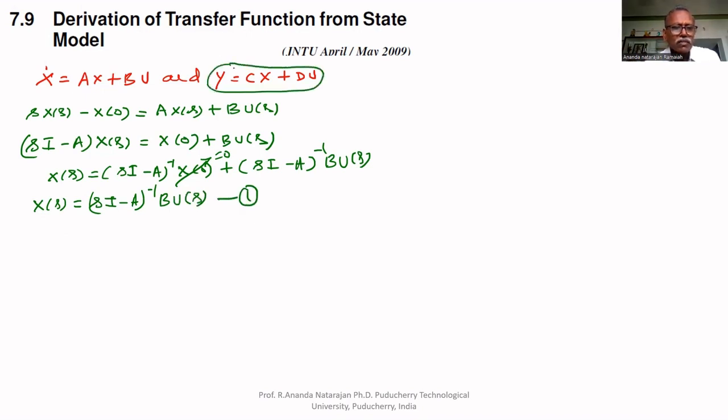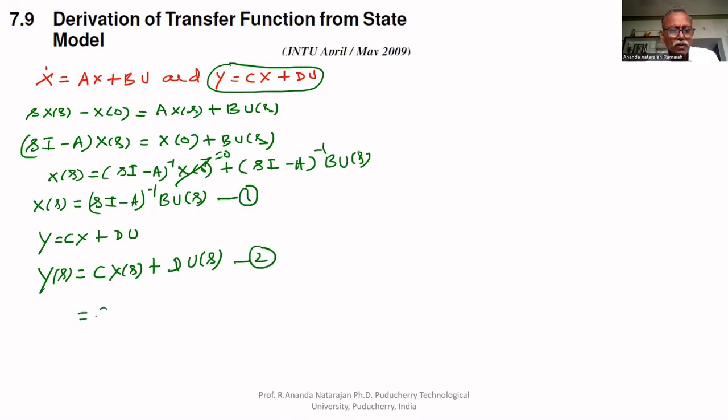Now let us consider y equal to Cx plus Du. First, let's take the Laplace transform. Y(s) equal to CX(s) plus DU(s). So if you substitute 1 in 2, you will get C (sI minus A) inverse BU(s) plus DU(s).